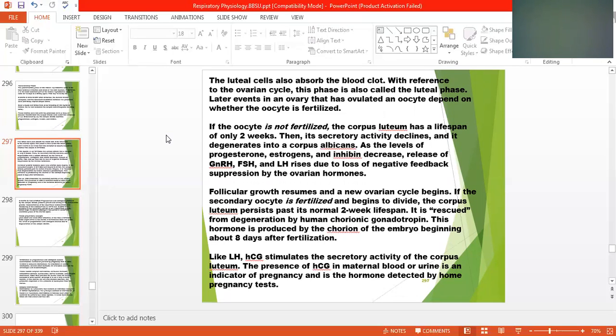human chorionic gonadotropin hormone, which is known as hCG, stimulates the secretory activity of the corpus luteum. The presence of hCG in maternal blood or urine is an indicator of pregnancy and is the hormone detected by home pregnancy tests. So if human chorionic gonadotropin hormone is present in urine, it is an indicator of pregnancy, which can be tested at home. These kits are available in the market.